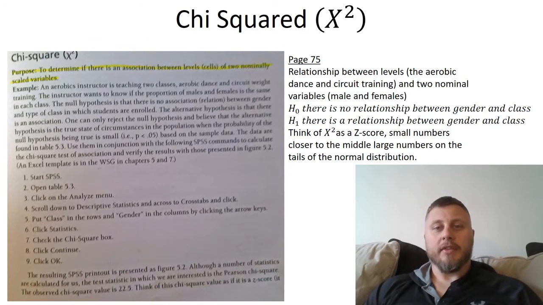It gives us the null hypothesis that there is no relationship between gender and class. So that's basically saying that women enjoy strength training or circuit training as much as men enjoy aerobic dance. And then we have the H1 suggesting that there is a relationship between gender and class. So think of X0 as the z-score. The smaller numbers that get populated are generally towards the middle of the normal distribution, whereas the larger numbers go out towards the tails.